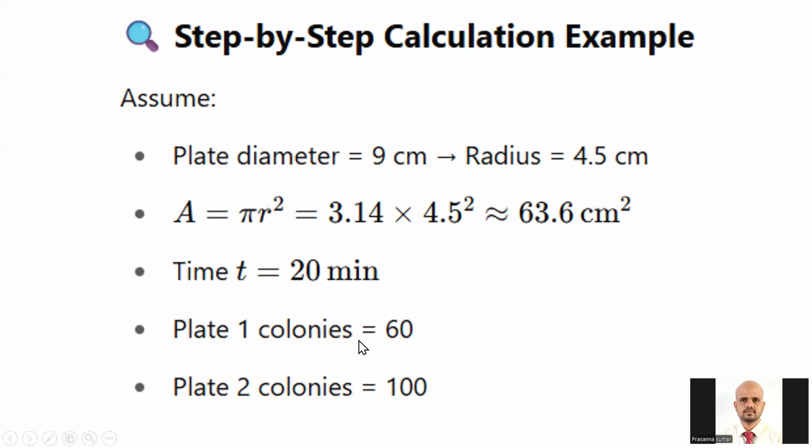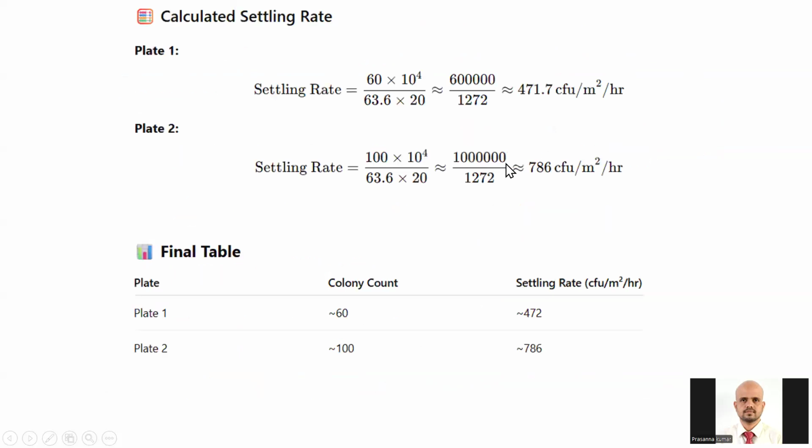We found that plate 1 had 60 colonies and plate 2 had 100 colonies. When you apply the formula, plate 1 has a settling rate of 472 colony forming units per meter square per hour. In plate 2, it is 786 colony forming units per meter square per hour. This is how the settle rate of a particular ambient should be calculated.